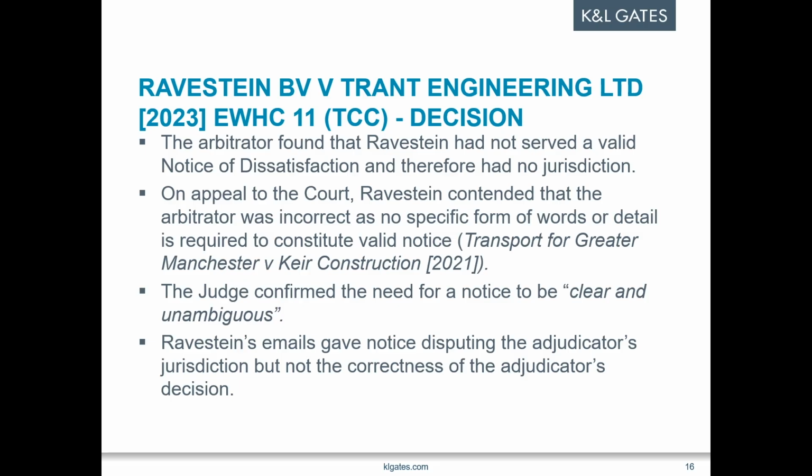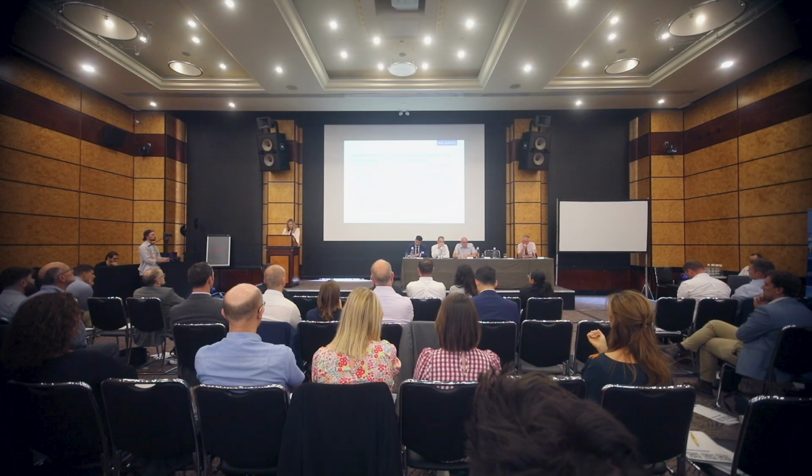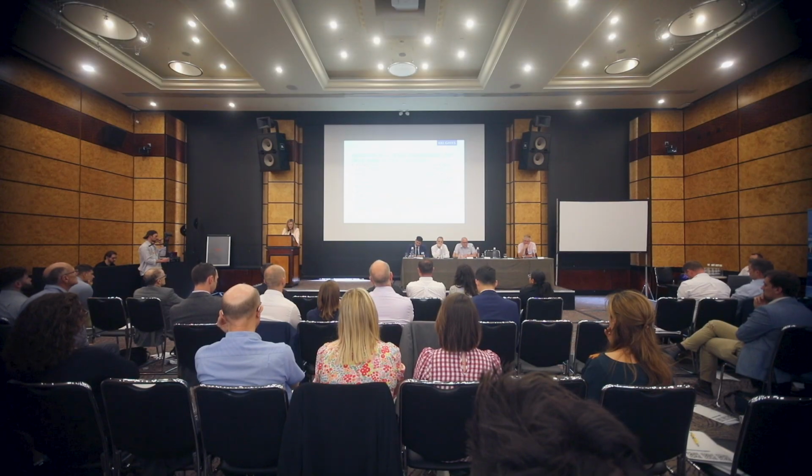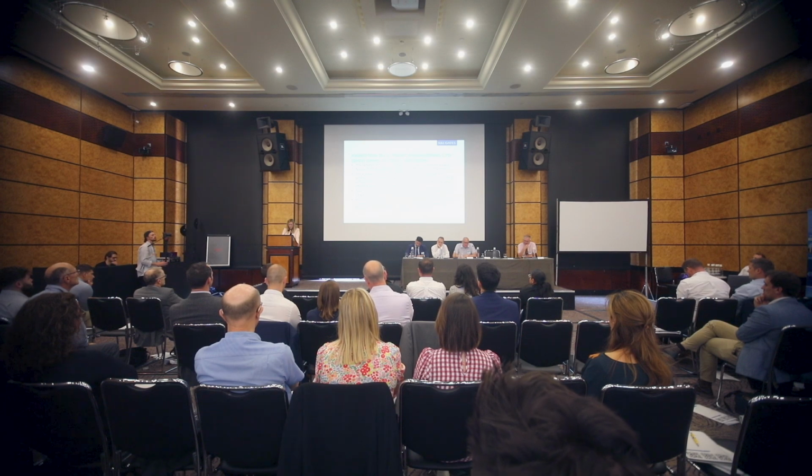Then Rubberstein obviously sought to appeal that decision to the court, and in support of this position, they stated that the arbitrator had reached an incorrect decision. One of the points that Rubberstein raised here was that the notice of dissatisfaction was valid under their interpretation of Transport for Greater Manchester, which we just mentioned. It argued that it had said no specific form of words or level of detail is required to constitute a valid notice. Now, in opposition, Trant's argument was that the arbitrator has correctly interpreted Transport for Greater Manchester.